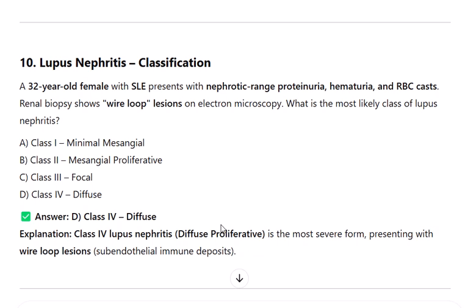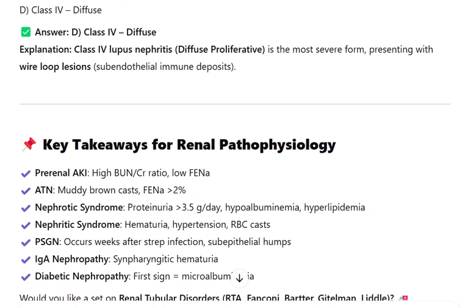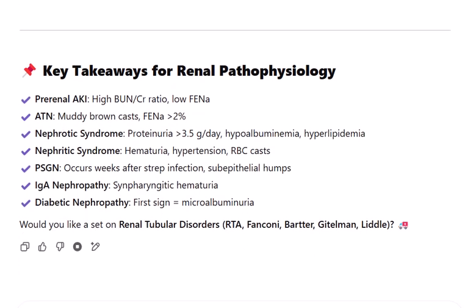Key takeaways for renal pathophysiology: prerenal, high BUN-creatinine ratio and low FENa. ATN, muddy brown casts and FENa greater than 2%. Nephrotic syndrome, proteinuria over 3.5 grams per day, hypoalbuminemia, hyperlipidemia. Nephritic syndrome, hematuria, hypertension, RBC casts. PSGN occurs weeks after strep infection, with subepithelial humps. IgA nephropathy, synpharyngitic hematuria. Diabetic nephropathy, first sign equals microalbuminuria.